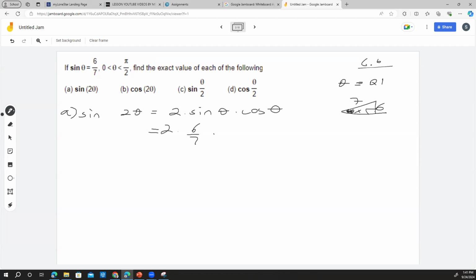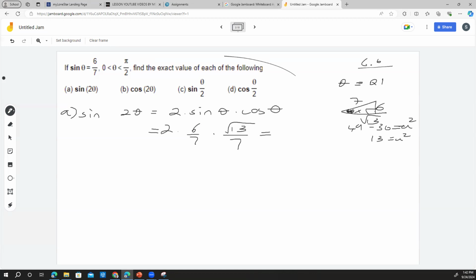Using the Pythagorean theorem, 49 minus 36 is equal to the missing side squared. So that is 13, I believe. 13 is equal to a squared, so this missing side will be equal to the square root of 13. Now that I have the adjacent side, I can create the cosine value. Because this is a first quadrant angle, the cosine value will still be positive. Cosine of this angle is the adjacent side over the hypotenuse. Since the adjacent side is square root of 13, and the hypotenuse is still 7.